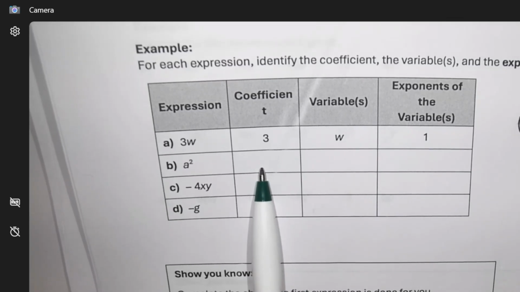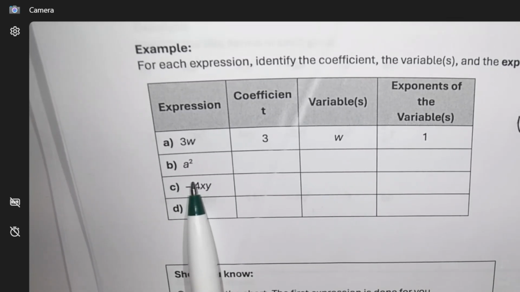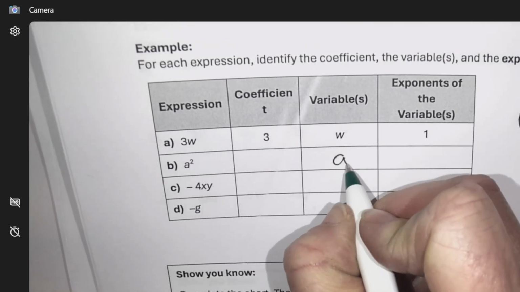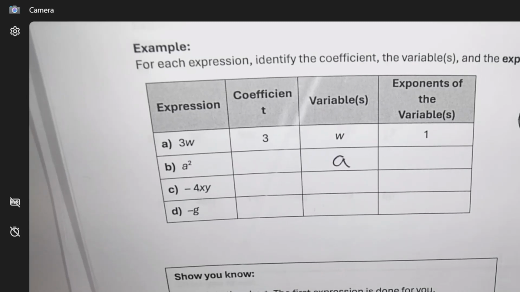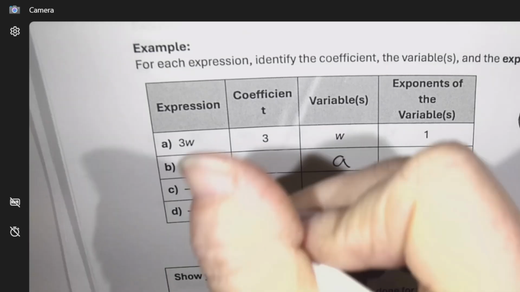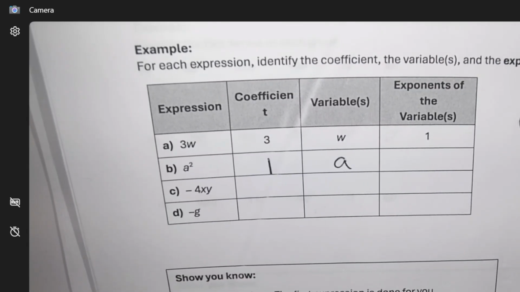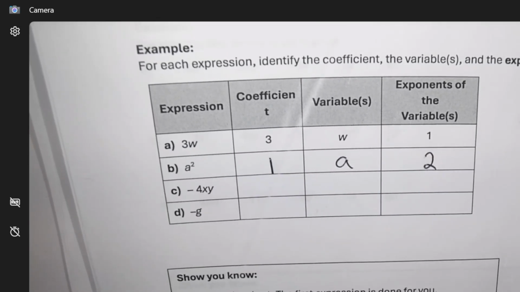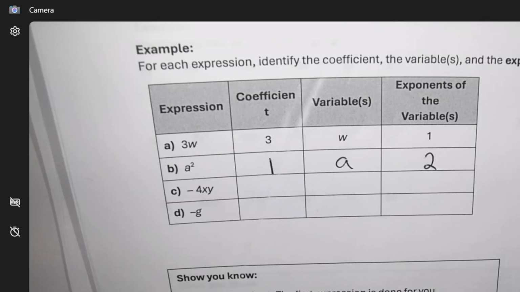Okay, coefficient. What's the multiplier in the front? Actually, a is the variable. Nothing. Okay, there's nothing there, but what is implied that's there? 1. How many a squareds do you have? 1. And what's the exponent? 2. You have 2 a's, and they got multiplied by each other 1 time.